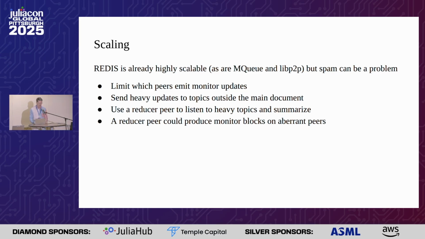Scaling: Redis is already highly scalable, and MQ and libp2p are also, but you could generate a lot of spam with this. If you publish a monitoring block, and then suddenly you get 1,000 more blocks that just appear in your document and are updating. So there are ways you can limit which peers emit monitor updates.